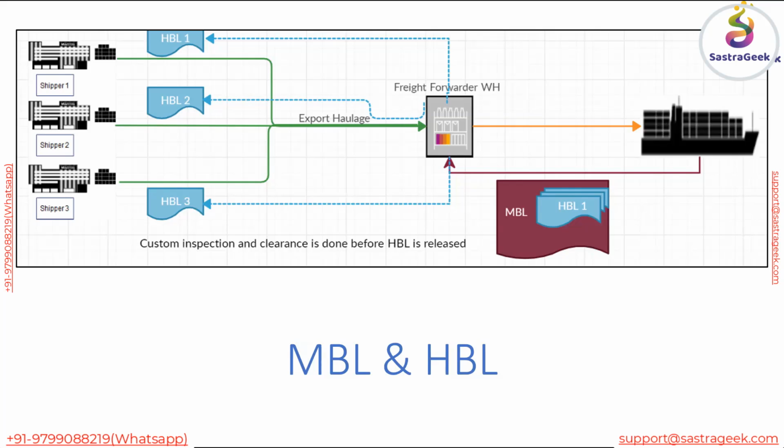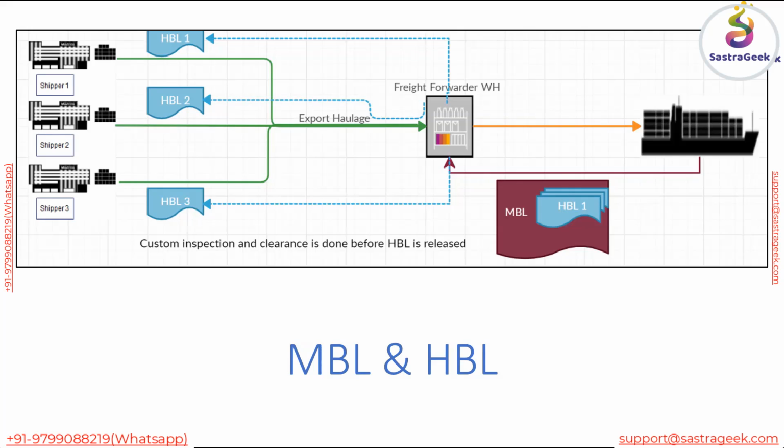That is, individual shippers, shipper 1, shipper 2, and shipper 3, will have 3 individual orders. That is, 3 individual forwarding orders: FWO1, FWO2, and FWO3. I hope you understand what a forwarding order is. Yes. So there, this number will be captured.